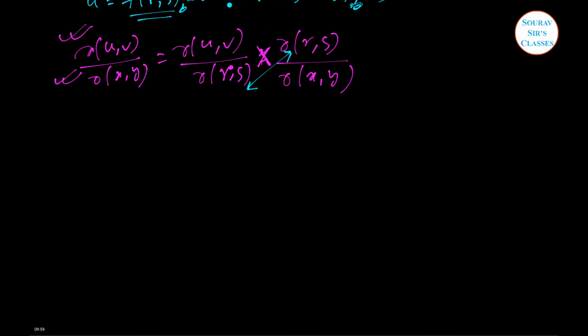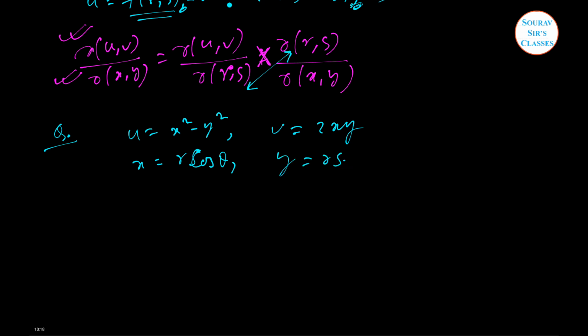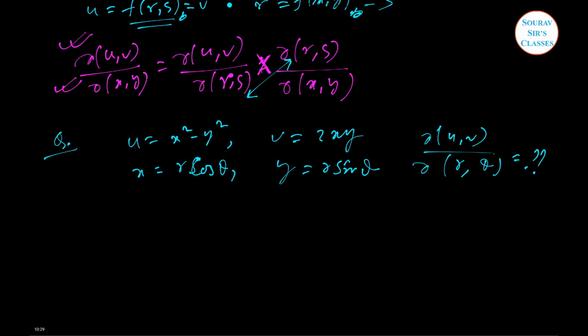Let me just do one question, although I said I won't do, but I'm doing this. u equal to x square minus y square and v equal to 2xy. These are the two things, and given that x equal to r cos theta, so now it's more interesting, trigonometry is also there, y equal to r sin theta, and all you have to find is del u, v. You can guess it. Yes, it is r and theta. So how to find it?